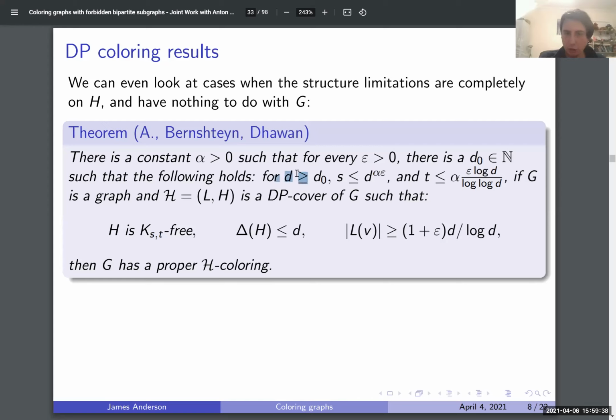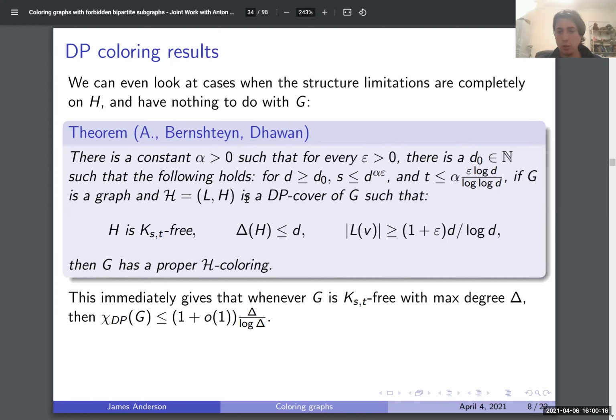Okay, so for D large enough and S small enough in terms of D and T small enough in terms of D, if G is a graph and H is a DP cover of G such that H is KST free, the max degree of H is D, and the list sizes are all 1 plus epsilon D over log D, then G has a proper H color. And so notice here, we're not using that G is triangle free or that G is KST free. We really only have restrictions on this cover H.